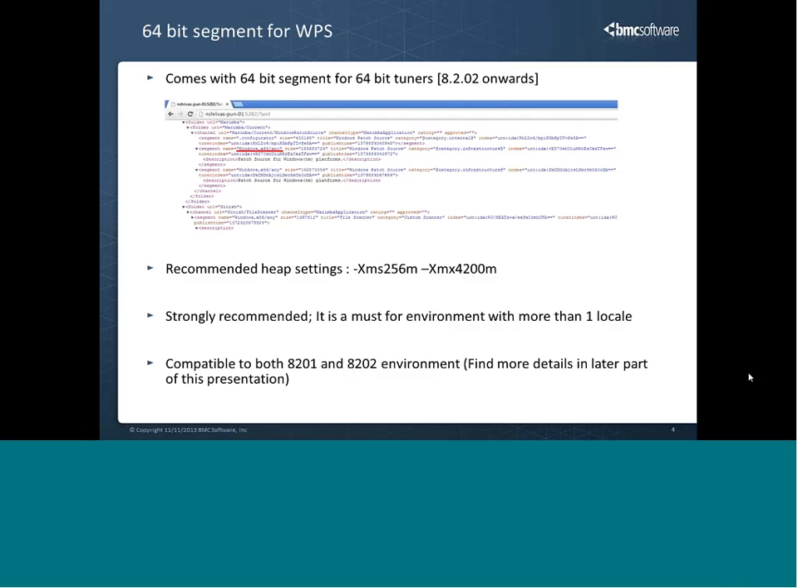So yeah, 64-bit is very important, very critical. We strongly recommend a 64-bit WPS tuner, which is hosting a 64-bit segment for WPS. And if you have more than one locale in your infrastructure, it is mandatory now. So we are even thinking about adding it as a system requirement moving forward. But for customers, we understand upgrading their infrastructure may take some time. This is where I'm trying to give you context about why this is important.